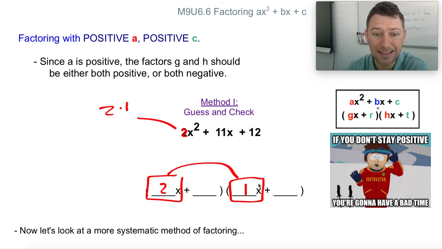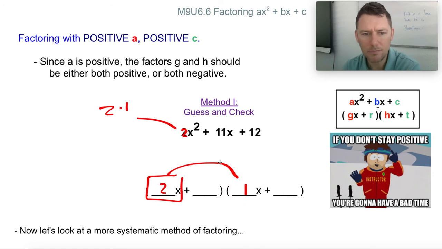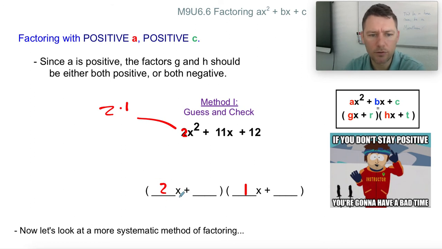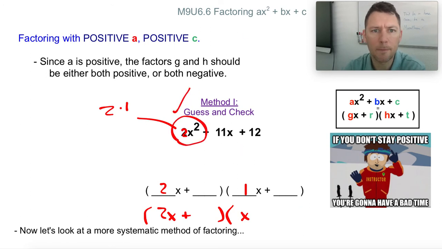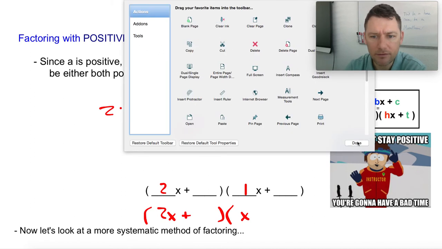I guess you don't really need the 1. If we were to distribute these, this is like 2x plus who knows what, times 1x plus who knows what. And if you multiply those back together, you get this 2x squared. That works.